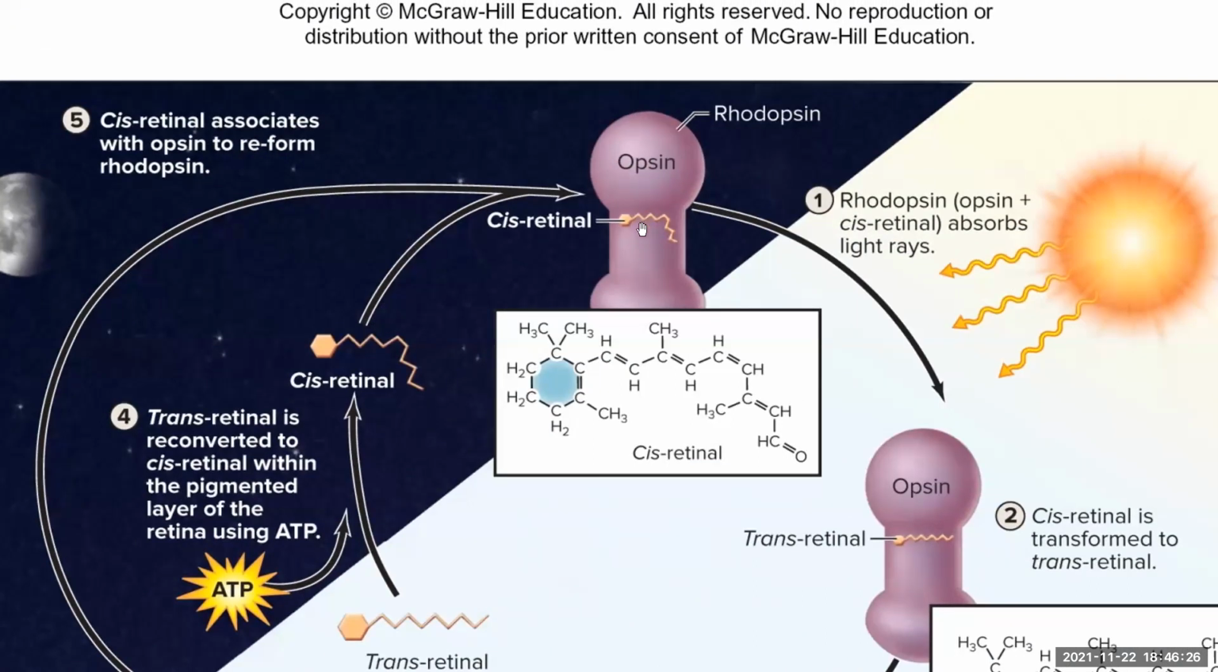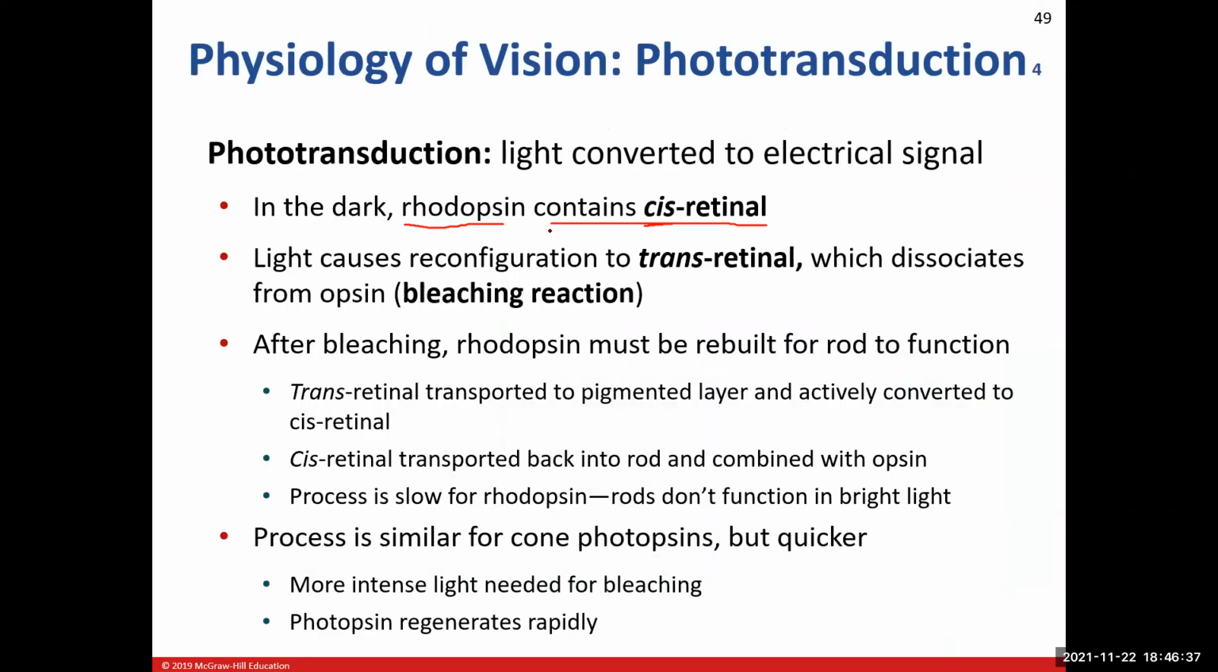And then we can start utilizing that again, only in the dark though, right? Because those light rays are going to inactivate that. So that's what happens here. When we're talking about our phototransduction, we're going to reconfigure that cis retinal.